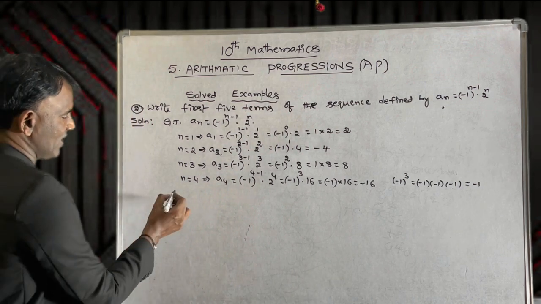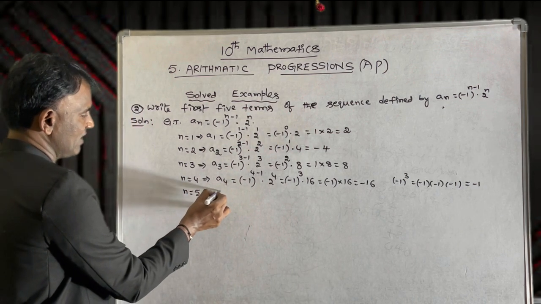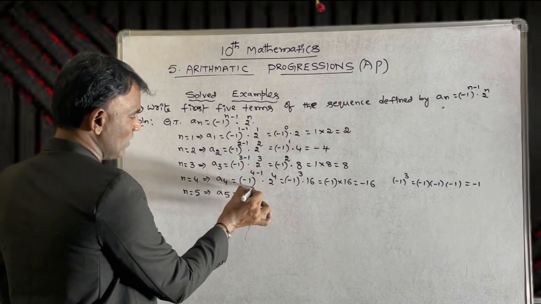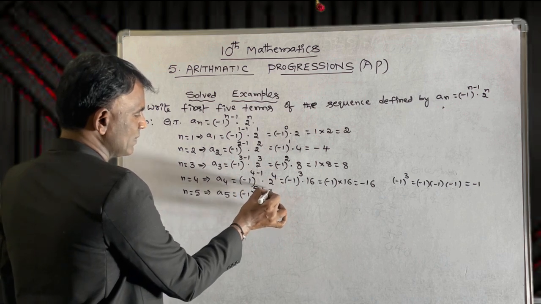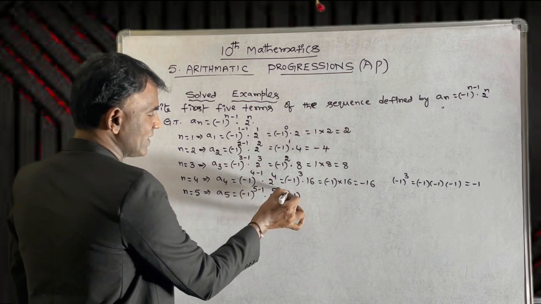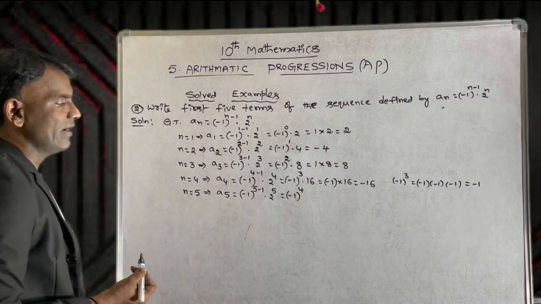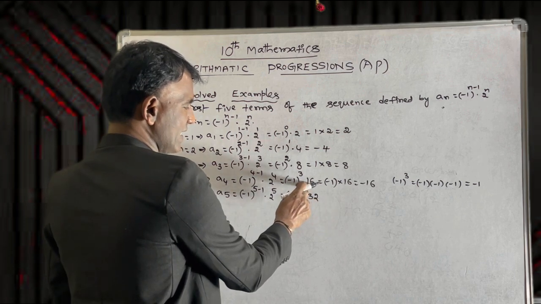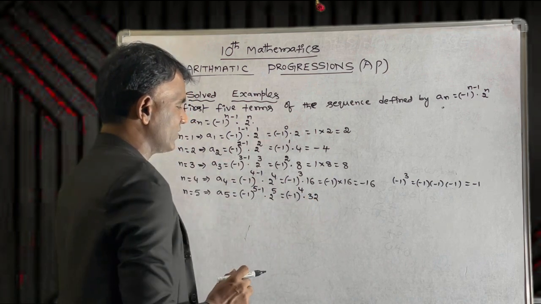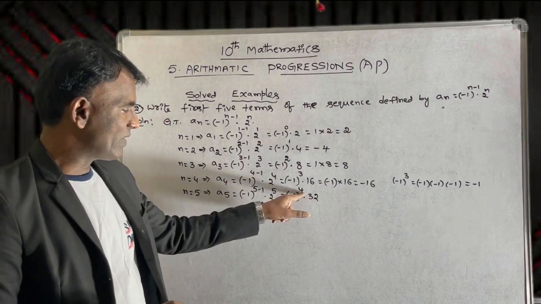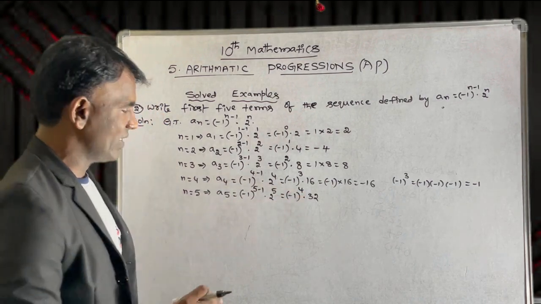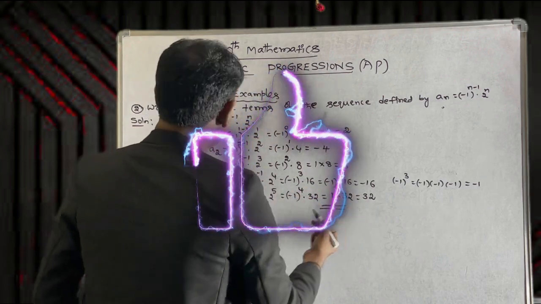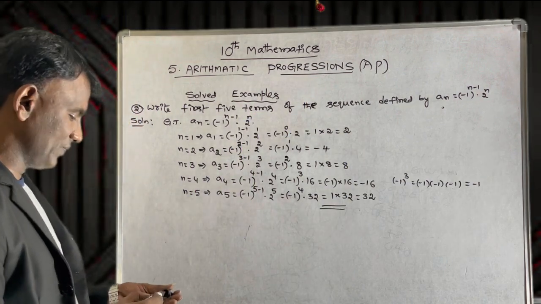And this is the last one. If we substitute n equal to 5, then we get the fifth term, a5. So how to write this one? (-1)^(5-1) into 2^5. So (-1)^(5-1) is (-1)^4. And what is the value of 2^5? 32, right? 2^4 is 16, so 2^5 means 16 into 2, which is 32. Just now I told you (-1) to an even power gives plus 1. So it is 1 into 32, which can be written as 32. So these are the first 5 terms of the given sequence.